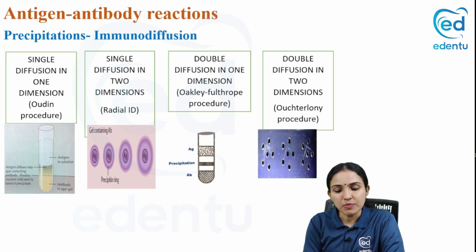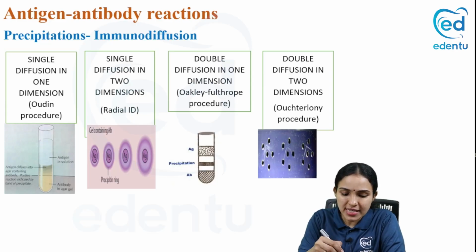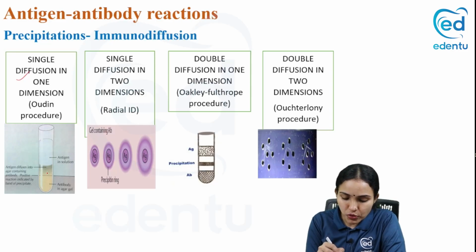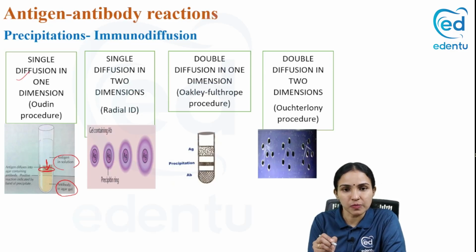So these are the different types of immunodiffusion tests. There are some named tests. Sometimes you can get MCQs on this. One is single diffusion in one dimension. You call it the Oudin procedure. In this tube, you put antibody in agar gel. This is a gel which contains antibody. Above, you add antigen in solution. What happens is antigen diffuses into the gel, and at the meeting point of equivalence zone, you get a precipitate. So this is called single diffusion in one dimension.